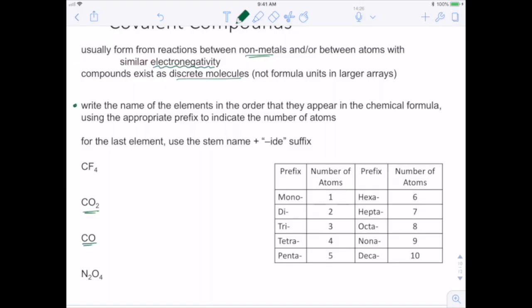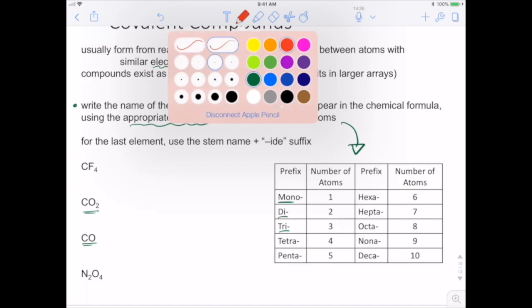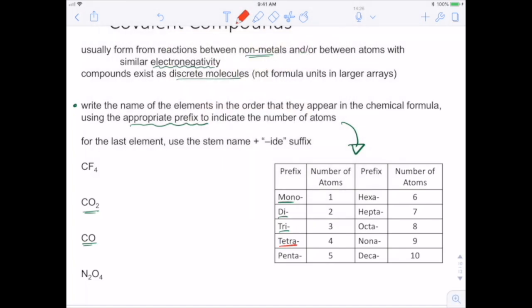So firstly, we write the name of the elements in the order that they appear in the chemical formula, and then we use the appropriate prefix to indicate the number of atoms. And we use these prefixes to designate mono for 1, di for 2, tri for 3, and then you just have to learn these: tetra for 4, penta, hexa, hepta, octa, nona, and deca for the different number of atoms.